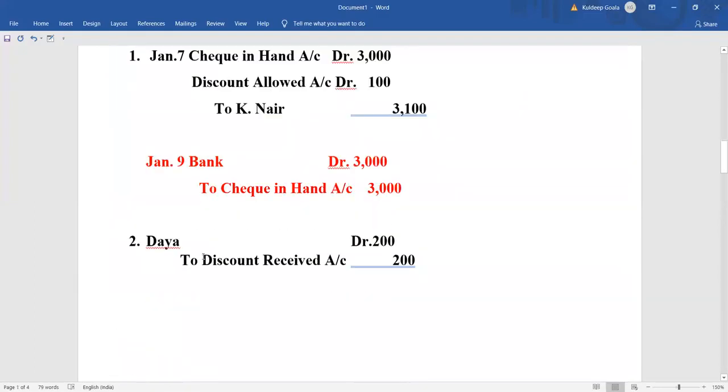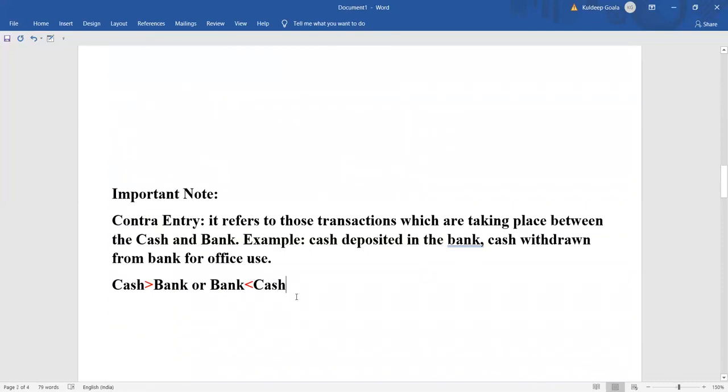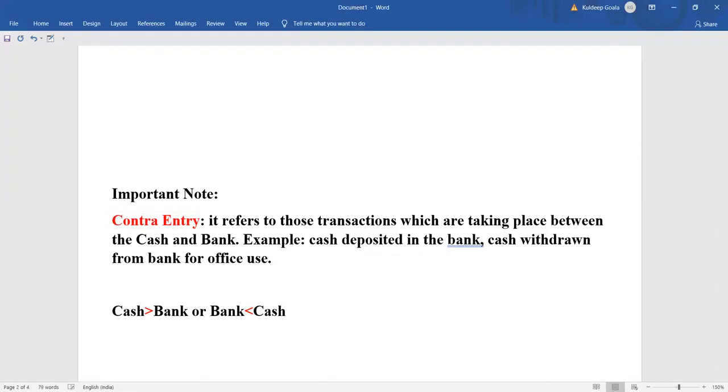And another very important thing is that whenever there is a contra entry, remember that it should be indicated as C in the ledger folio. In the ledger folio column, you have to write C and circle it just to show that it's a contra.